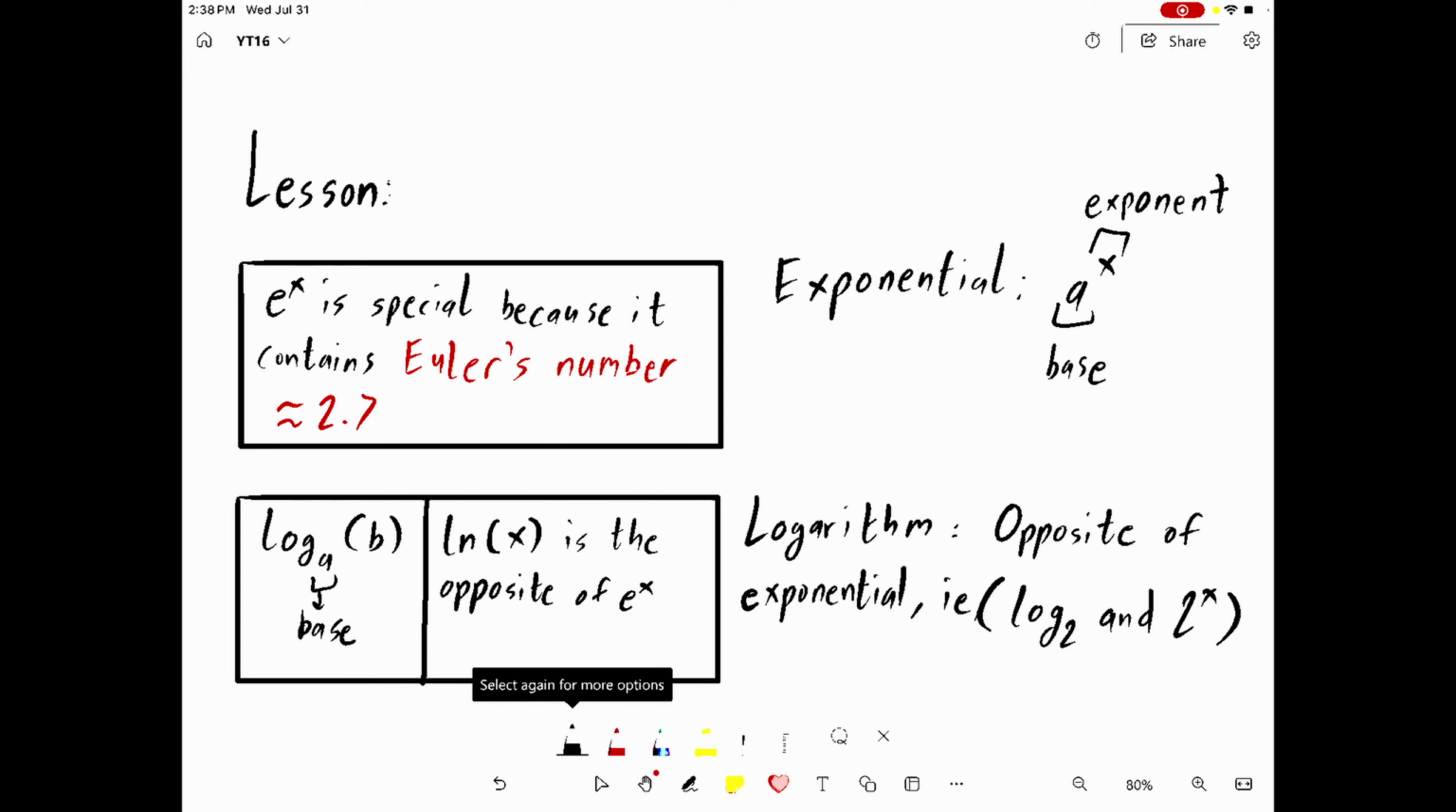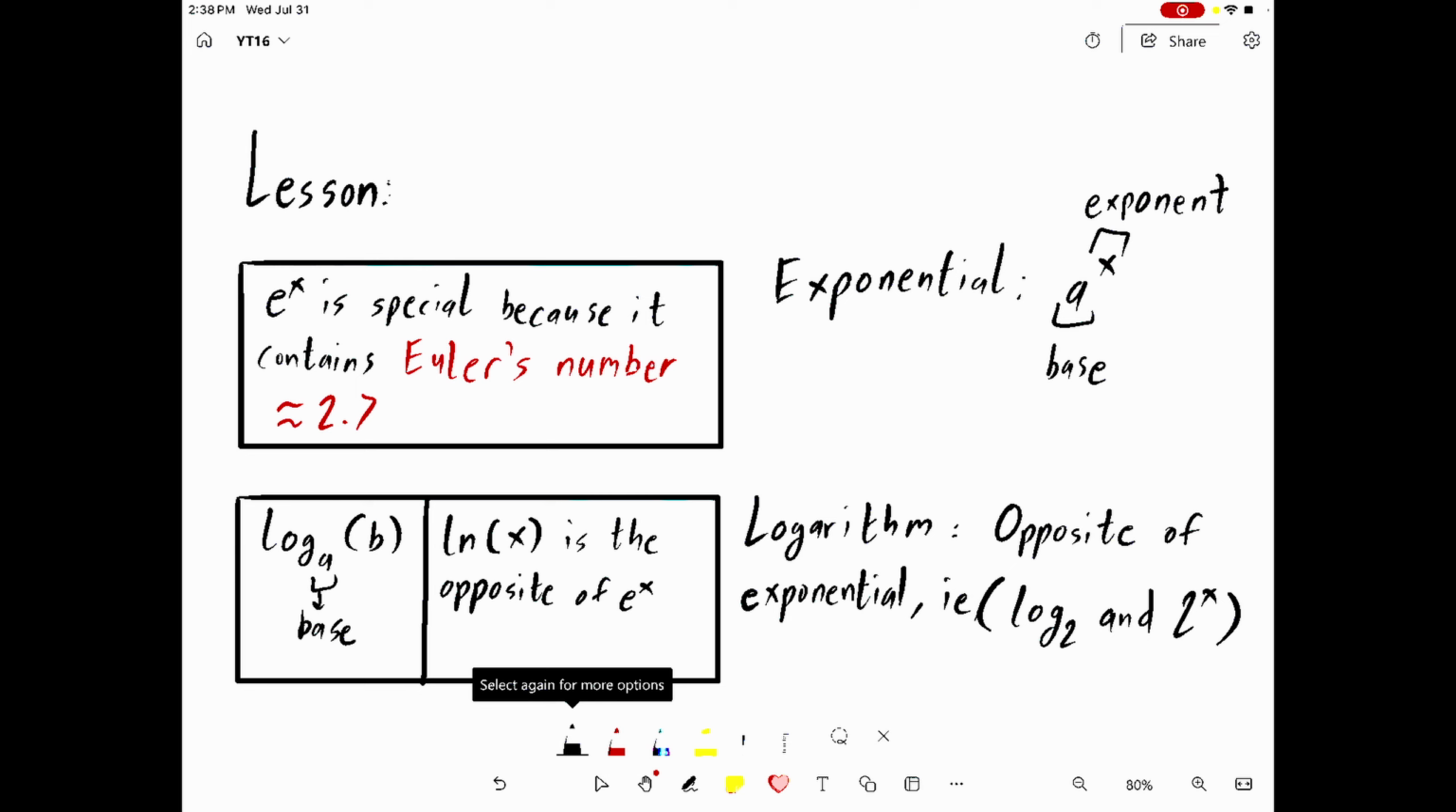Also, in this box on the left of the exponential section, we have e to the x. e to the x is special. It contains Euler's number, which is around 2.7. It's also used in many fields of advanced mathematics. And it's also very useful because Euler's number is very prominent in nature and other things. Okay, I think you got the exponential part.